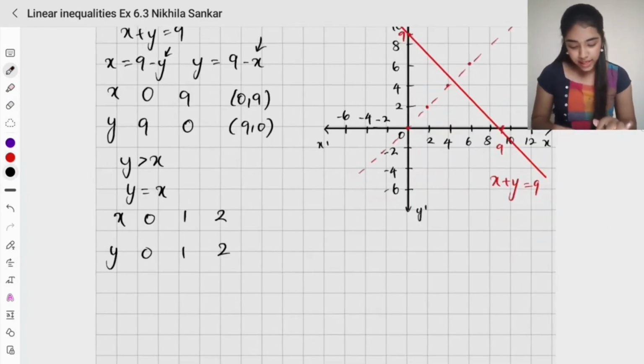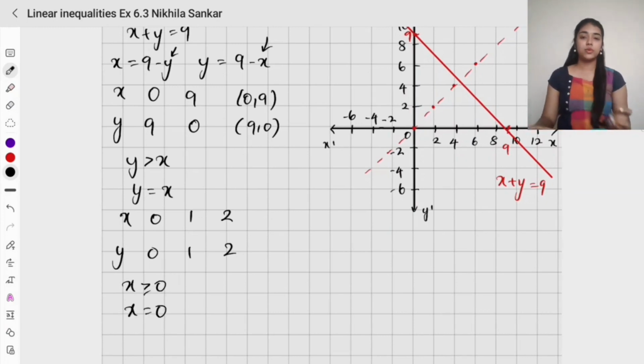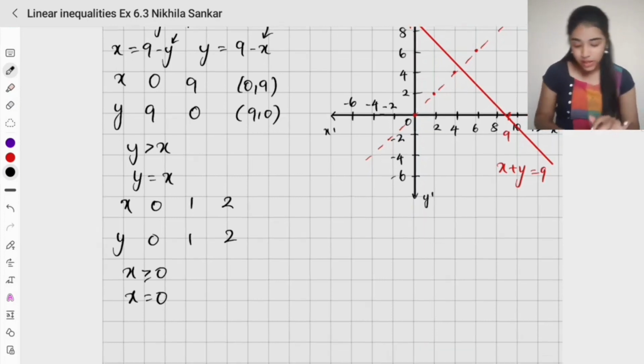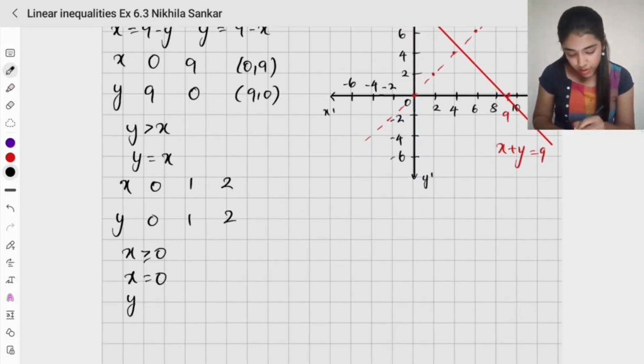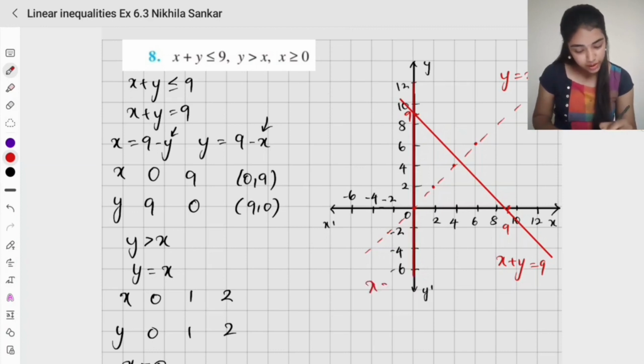What is my other equation? X greater than or equal to 0. So x greater than or equal to 0, x is equal to 0. X is equal to 0 line is no matter what your value of y is, it is going to be 0 always. So x is equal to 0 now we are talking about the y axis. So in the line varum y axis now it is going to be this. Since this is a slack inequality, I am going to draw a straight line. So this x is equal to 0 line.